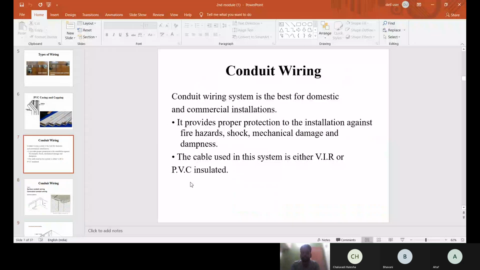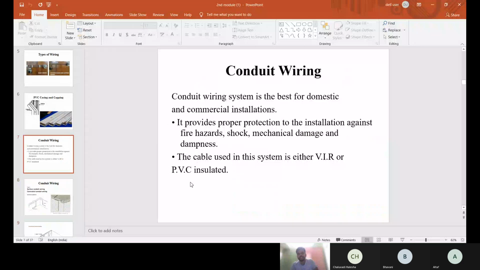PVC conduit pipes are also available now and are increasingly employed. In previous eras we were using galvanized iron steel, but now it has almost vanished. Instead of that, we are using PVC pipes. The conduit used for this purpose is of two types, light gauge and heavy gauge. Light gauge is normally called split type, and heavy gauge is called screwed type. They are used for cheap and easy work, with different conduit tubes.